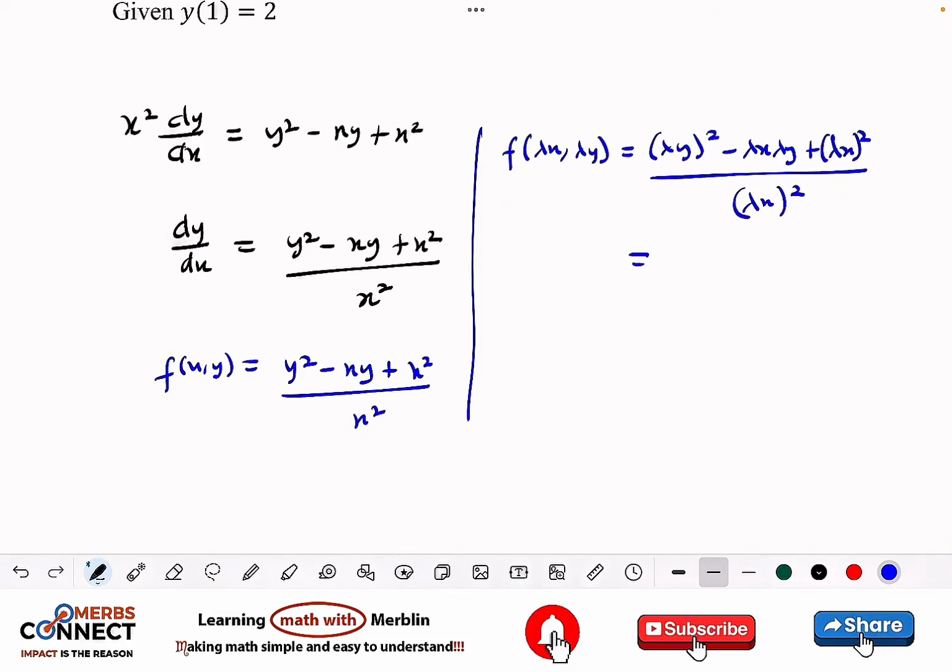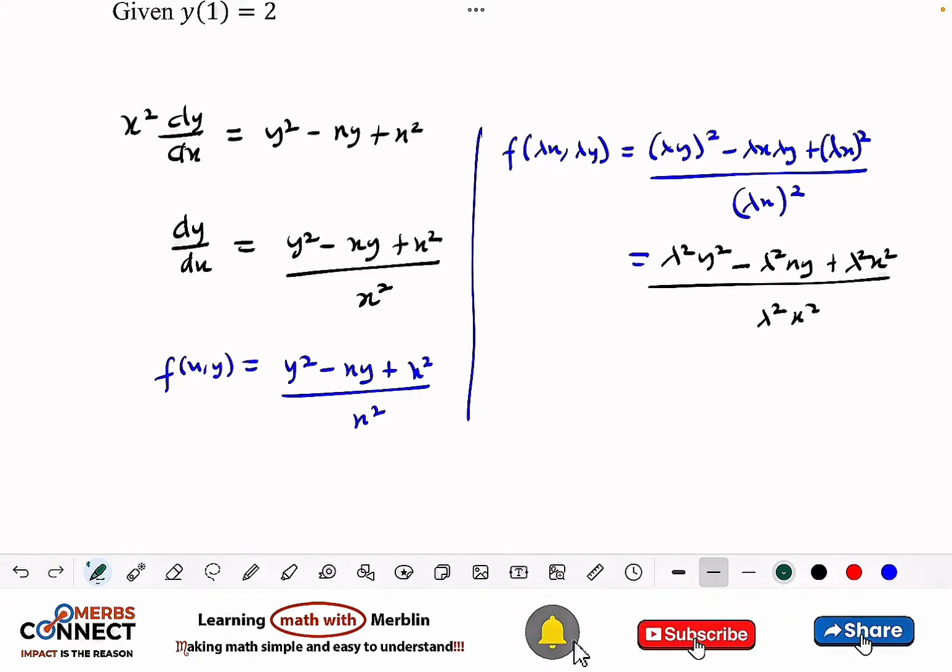This is going to give us something like lambda squared y squared minus lambda squared xy plus lambda squared x squared divided by lambda squared x squared. So you see that this one becomes homogeneous because now we see that all the lambdas have the same degree. That's the reason why we need to check the degree very well.